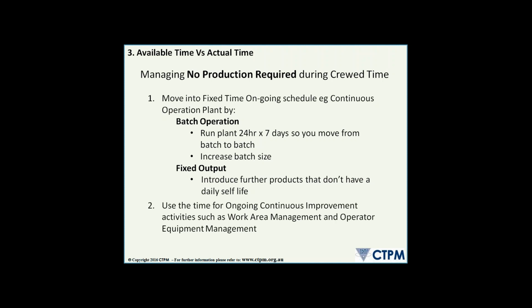So these are things you can always look at: how can we get to an ongoing schedule situation so we don't have this problem of no production required during crude time. Alternatively, you use the time for ongoing continuous improvement activities, such as work management and operator equipment management, where we get all the operators looking at improving their equipment and their work area, and things like regular inspections to find defects at the earliest possible time will give you significant benefits in reducing your maintenance costs and improving OEE performance. So it's really utilising that time: if we measure it, manage it, and utilise it in a highly productive way for ongoing continuous improvement.